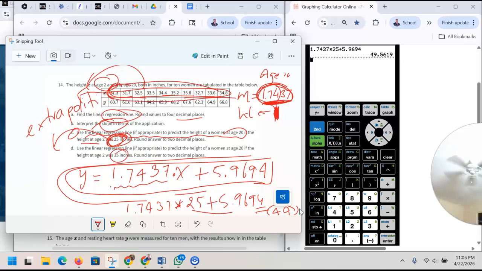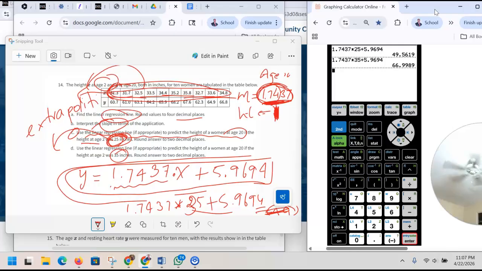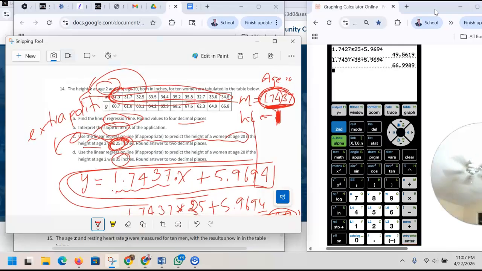The next question is asking about 35. It means instead of 25, we can put 35. You can recall the same thing, bring it down, enter, and put 35 instead of 25. See, we put 3, 5, there you go, and enter. We get 66.9, which we can round to 67.